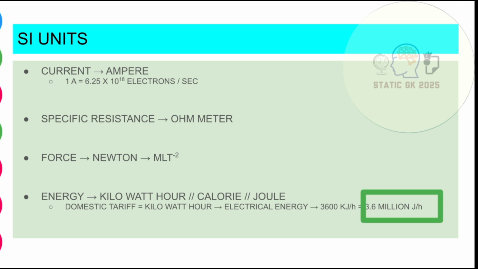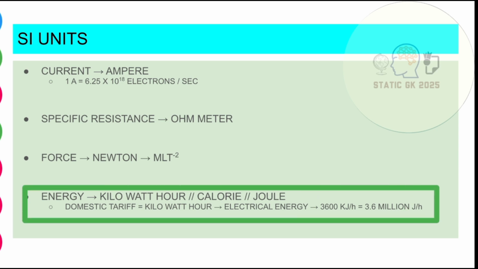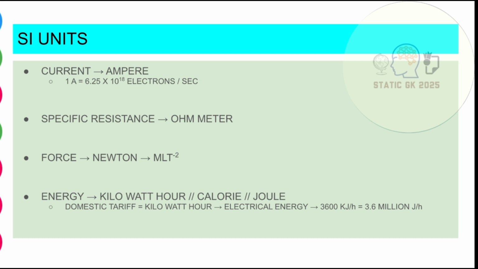Very important. So this is very important with respect to SSC. They have asked 3 to 4 questions in the preceding 2-3 years from this. So energy, kilowatt hour, calorie or joules, and kilowatt hour is equal to 3600 kilojoules per hour, which is 3.6 million joules per hour.